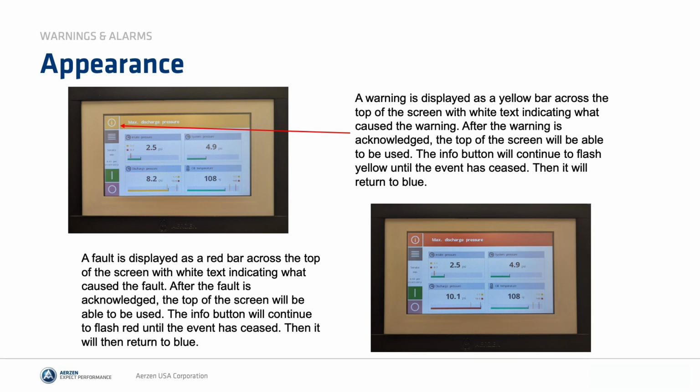When the system reaches a defined operational fault point, the top of the screen and the Information button will show red, indicating what the fault is. In both cases, the button will flash until the event has ceased, returning the button to its original blue color. Faults will result in the machine shutting itself down and must be corrected and cleared before operation can continue.